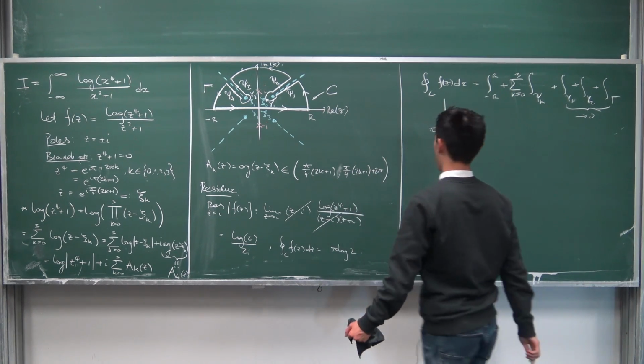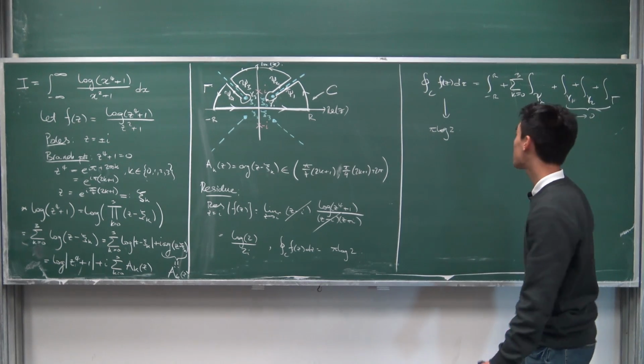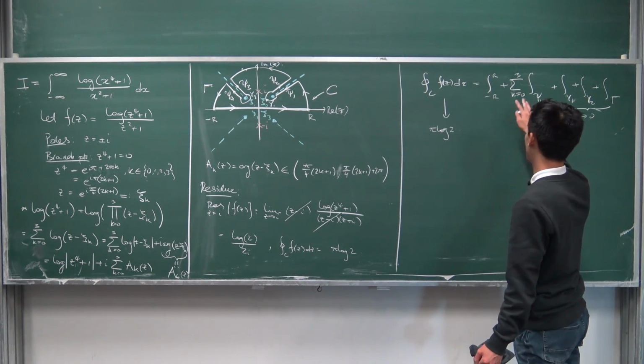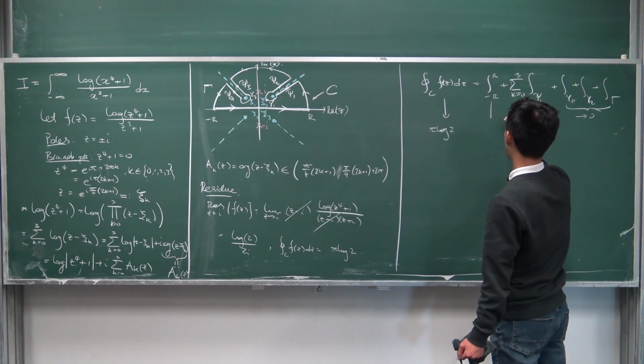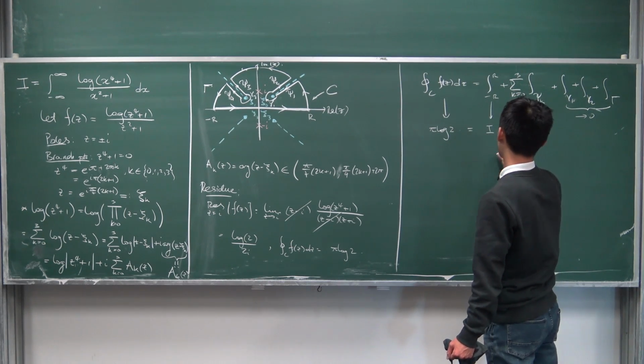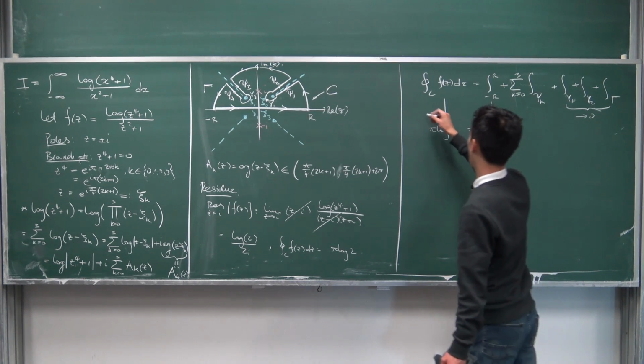So this contour integral over here, this is going to turn into just pi times the logarithm of 2. And now for the probably more interesting part of this video is how to calculate the integrals over these psi k's here. And the integral from negative r to r, this is going to approach just the integral that we started off with in the limit as, yeah.